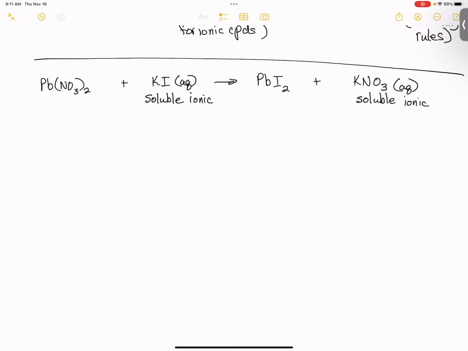Rule number 2 says if it contains nitrate, acetate, perchlorate, or bicarbonate, it is going to be soluble with no exceptions. Because lead nitrate contains nitrate, it is a soluble ionic compound, meaning it is aqueous. By the way, once you assign a state of matter, you don't need to look at that compound again. Although potassium nitrate also includes nitrate, I didn't need to look at it again because I'd already assigned it a state of matter using the potassium.